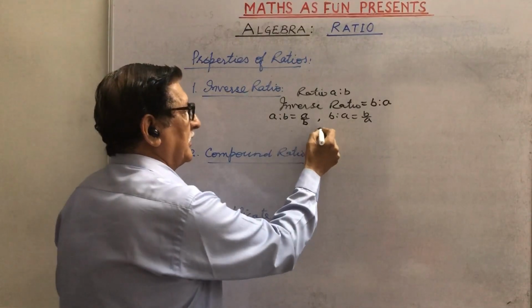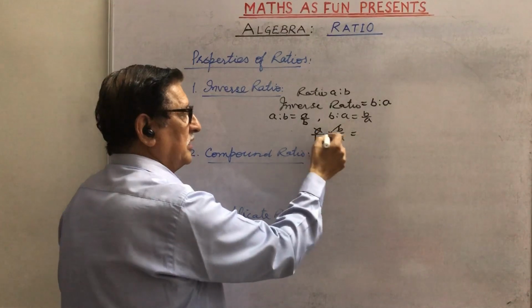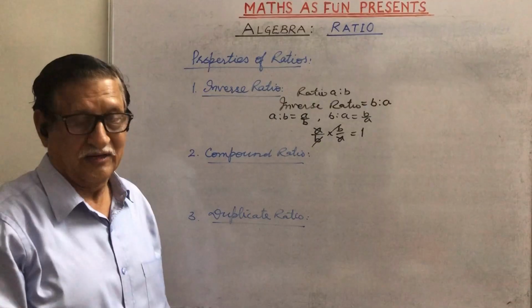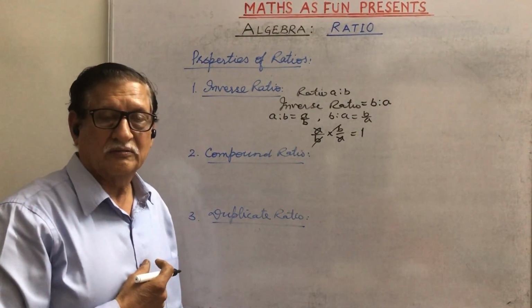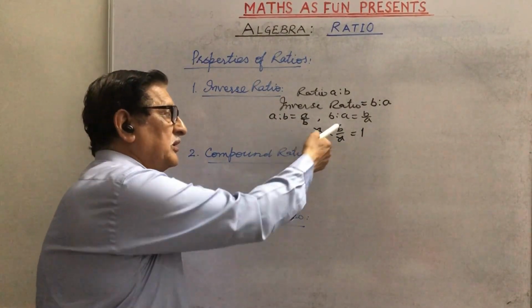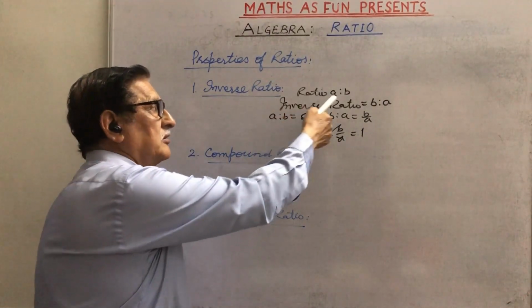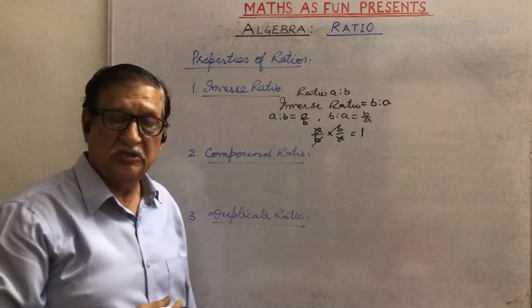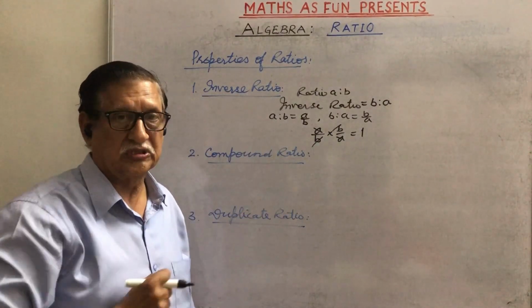If we multiply them, A upon B into B upon A, B cancels B, A cancels A, this comes as 1. And we know if we multiply the inverse of a number to itself, then it gives 1. So here also A upon B and B upon A are multiplied, then the result is 1. So we can say they are the inverse ratio of each other. It means the inverse of a ratio A is to B is B is to A. It means antecedent and the consequent are just interchanged.